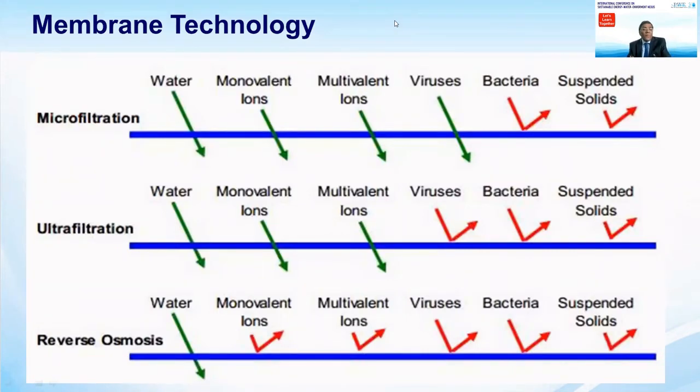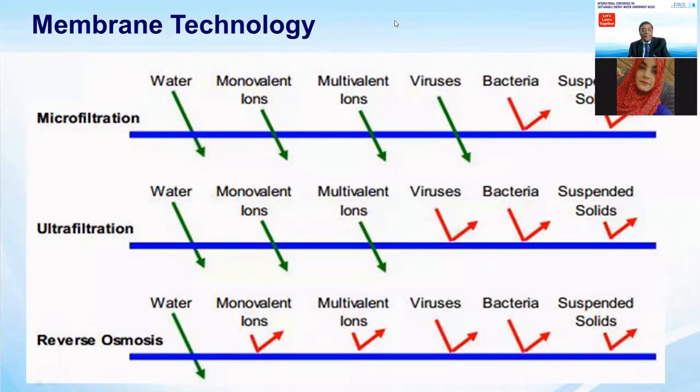This chart will show you a comparison of three types of membranes, what they reject and what they pass. The blue line is basically the membrane. If you see the microfiltration membrane, MF membranes, it passes all the water. All the water means water including cations, anions, monovalent, multivalent, all will pass, even virus will pass. The only things they will retain are bacteria and suspended solids.